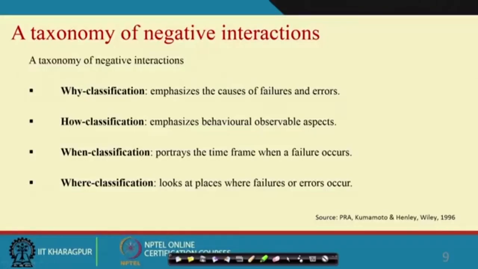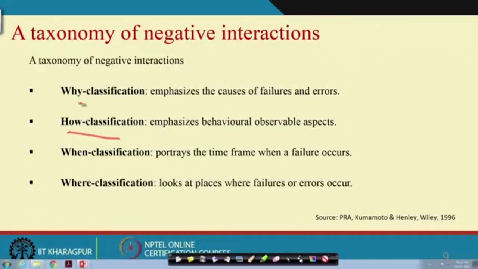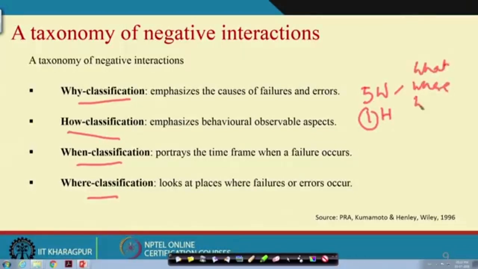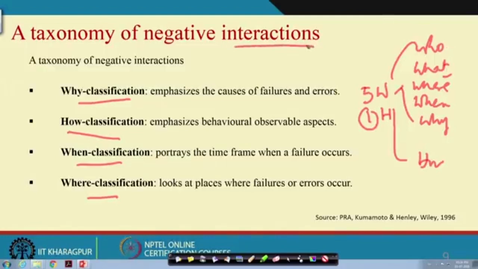Now, how do you do it? The Kumamoto and Hanley book has given that there will be why classification, how classification, when classification, where classification. Actually, there are 5 W and 1 H: what, where, when, why, and how. Another one is who. So who, what happened, who are involved, where it has happened, when it has happened, why it has happened, how it has happened. All those things you have to understand from the negative interaction point of view. Once you know the negative interactions, you have to ask all those questions.